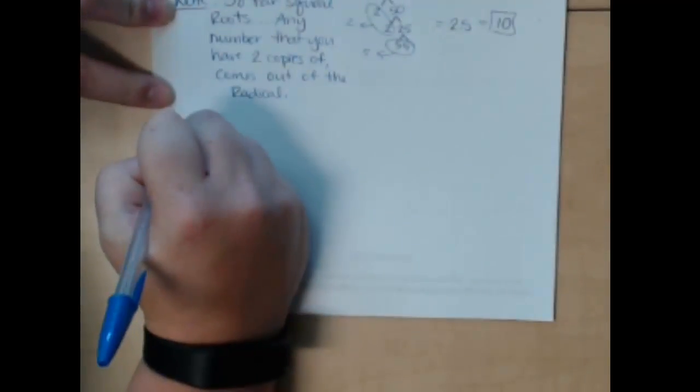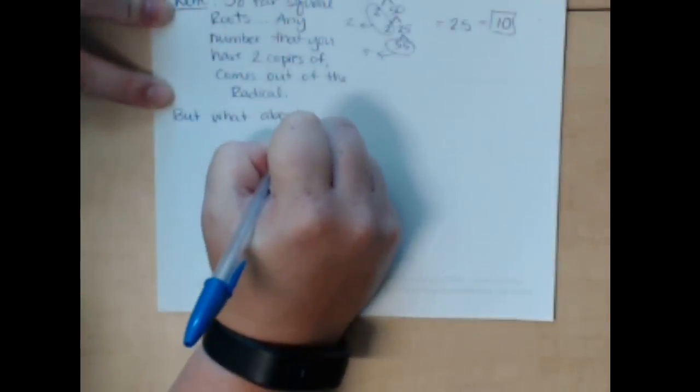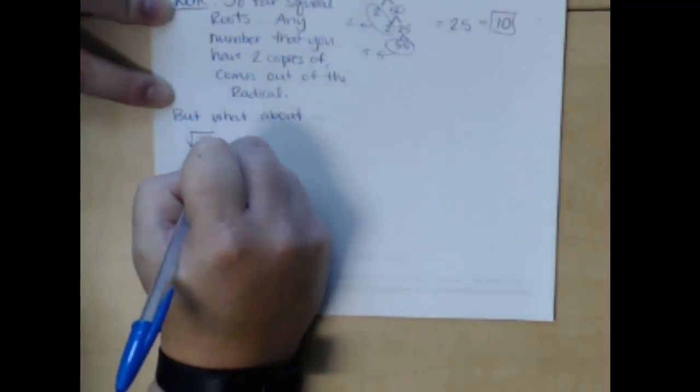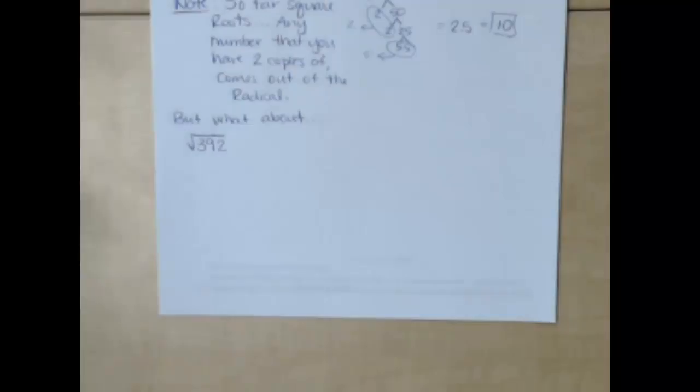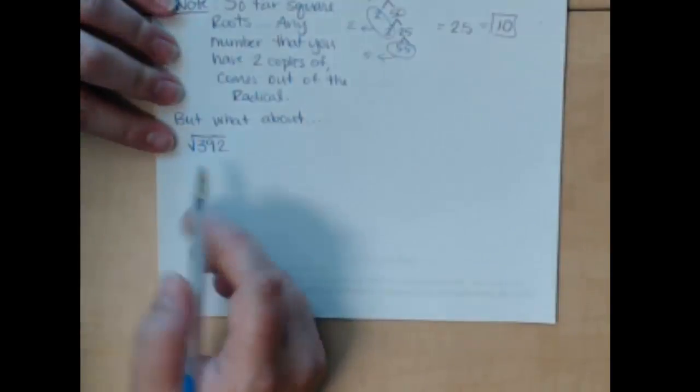So let's say, but what about ones that look like the square root of 392? Right? Off the top of our head, we may not know what the square root of 392 is. That's not an ideal number to work with. So if we don't know if it's a perfect square right away, I'm going to go ahead and just start prime factoring it down to try to figure out if I have any common factors in here.